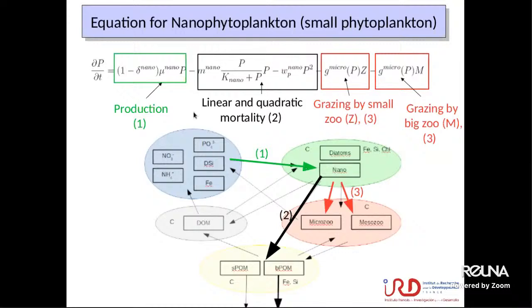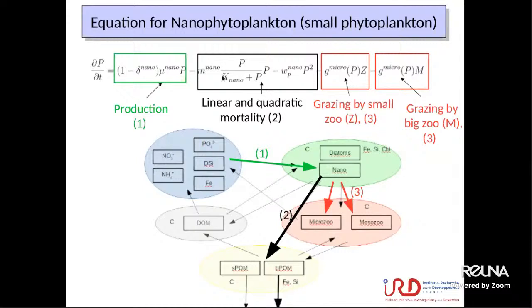You have a mortality term here in black, and it's a sink. It's a sink of phytoplankton because there is a minus in front of it, so it's a negative. All this will be a negative term. It takes out the phytoplankton, and this is the black curve here. And that black arrow goes from this green box to the particulate box.